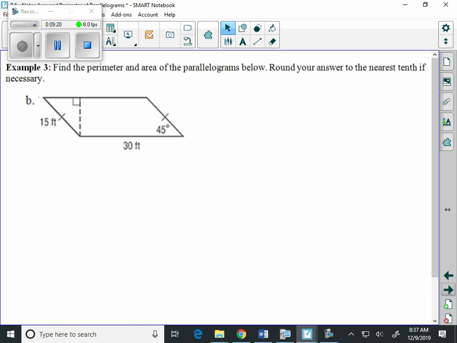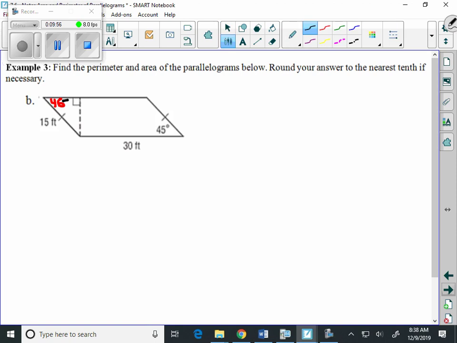Once again, we want to find the perimeter and the area of the parallelogram below. We don't have everything in this particular parallelogram that we need. We're going to have to figure it out. The first thing that I notice is that the 45 degrees in this lower right hand corner can be used to help, but what we have to remember is that opposite angles are equal.